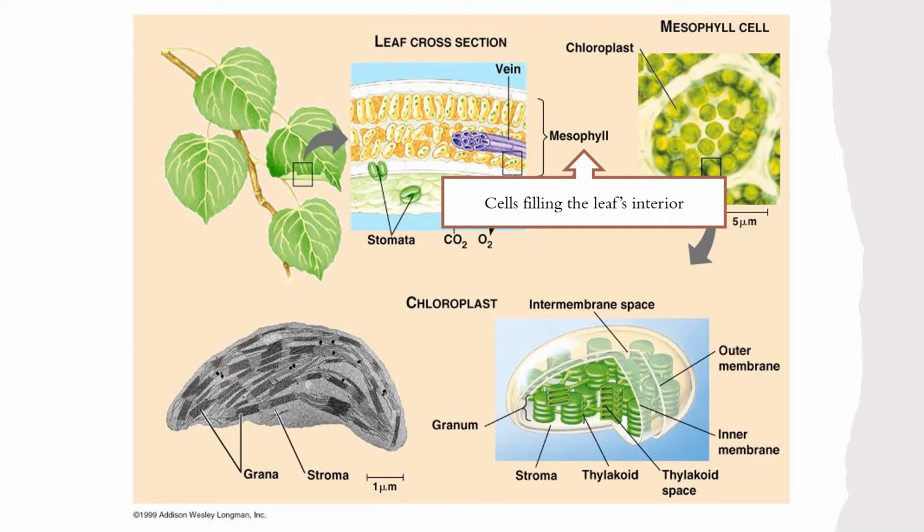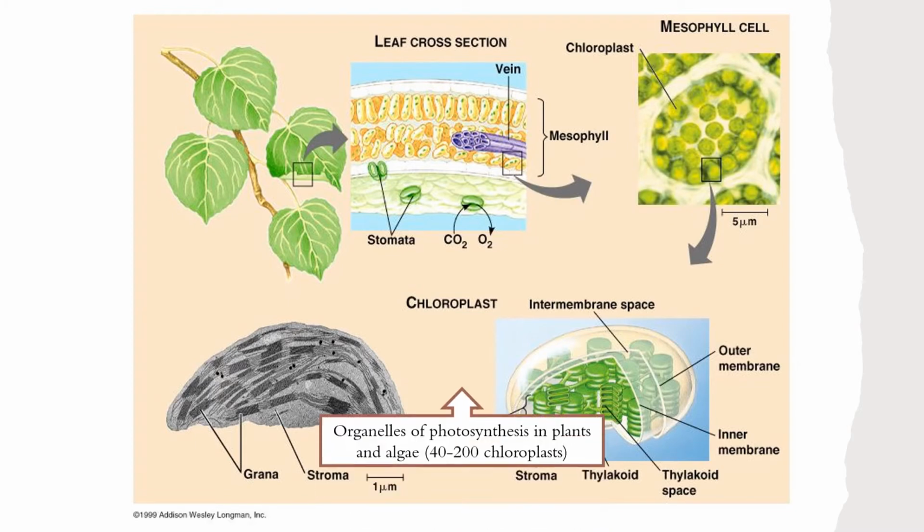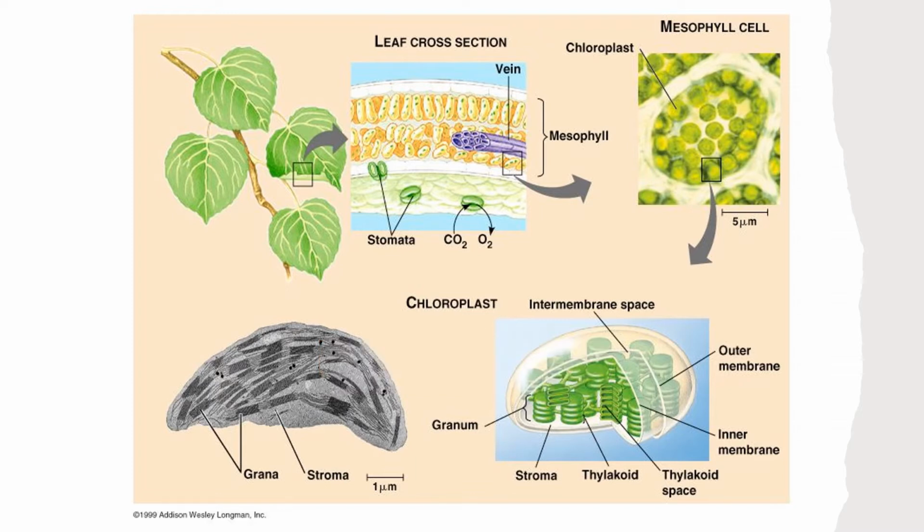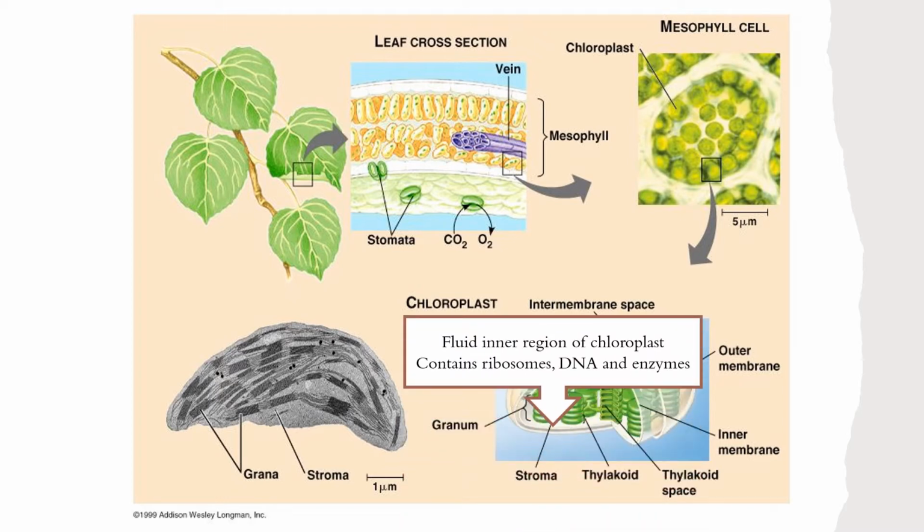Now, the leaf mesophyll cells contain abundant chloroplasts. The organelles of photosynthesis in plants and algae are the chloroplasts. Most photosynthetic cells contain 40 to 200 chloroplasts, which add up to about 500,000 per square millimeter of leaf. If you can imagine, that is an impressive array of solar energy collectors. Each chloroplast contains tremendous surface area for the reactions of photosynthesis.